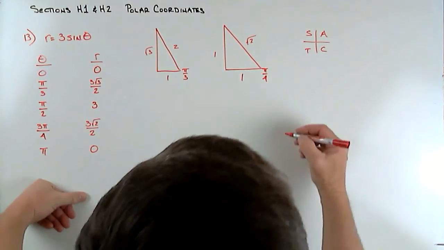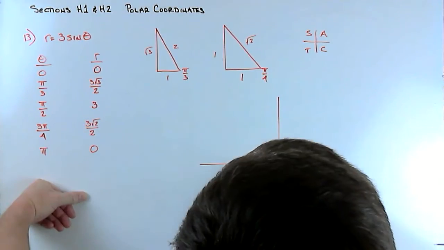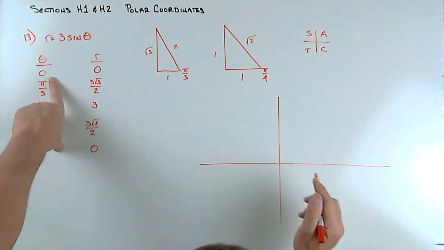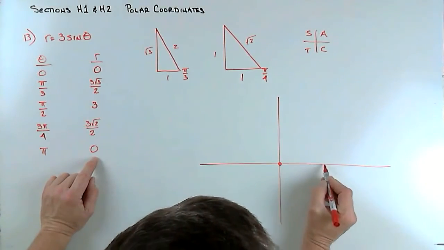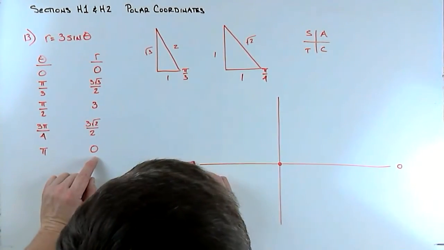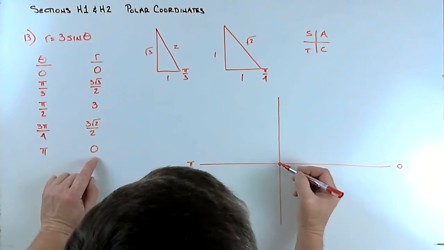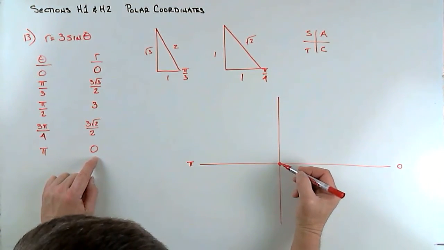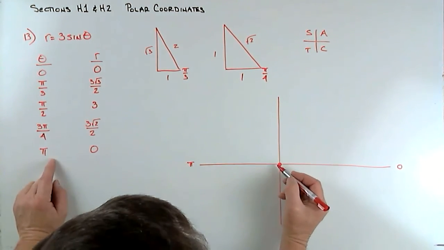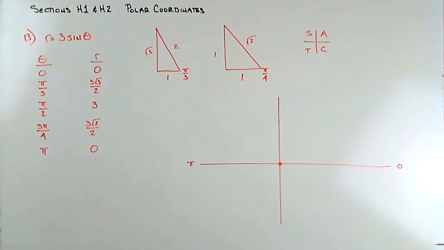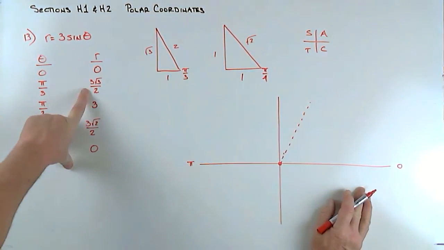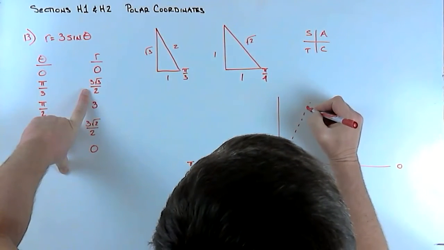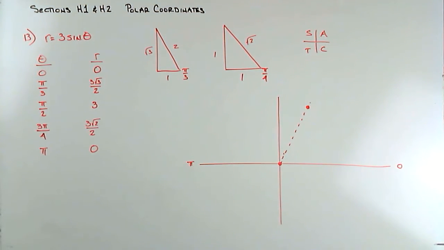So what do our points look like? Where do our points lie? Well, when theta is 0, r is 0, so that puts us here. When theta is pi, this is 0, this is pi. So when we go on this angle, we go 0 units, 0 is our distance away from the pole. On pi, we go this way, 0 is our distance from the pole, so we're on the pole. At pi over 3 is here. We're going to go out 3 root 3 over 2. We'll just put a line and say this is 3 root 3 over 2.